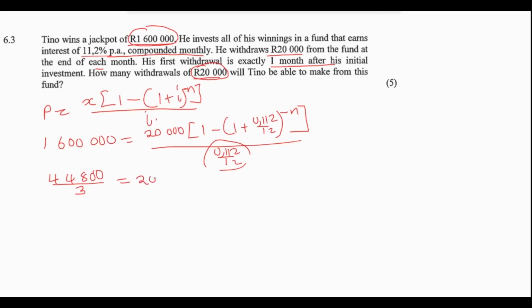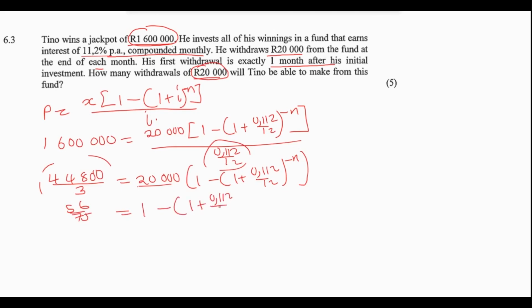So it's 20,000, and then we have 1 minus 1 plus 0.112 over 12, then to the power negative n. Right. And then let's divide both sides by 20,000. Divide this by 20,000. What do you get? 56 over 75 is equal to 1 minus 1 plus 0.112 over 12 to the power negative n.